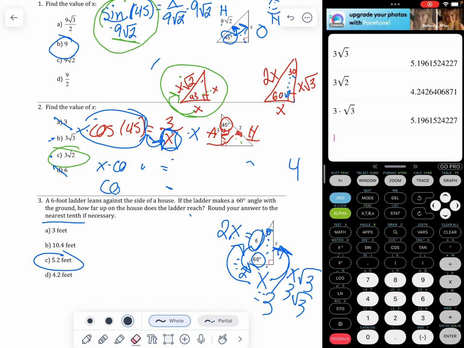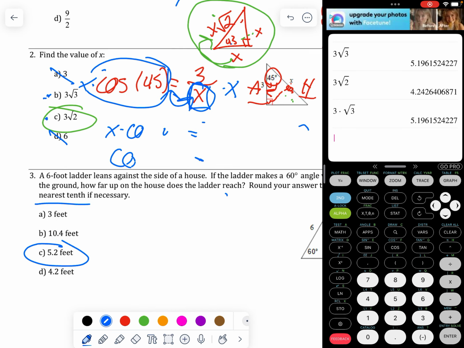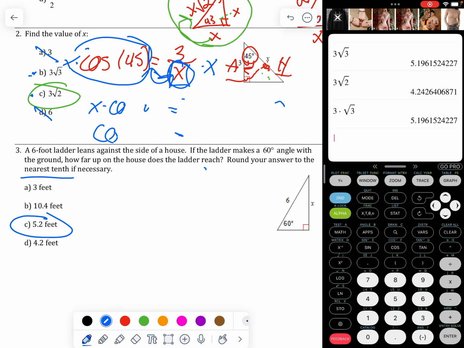Again, last one. If you're like, I don't know how to do special rights, that makes no sense. I did not do good on that unit. That's completely okay, right? Let's talk about the trig way of doing it. All right, a lot of you guys are wonderful at trig. So we have the angle.